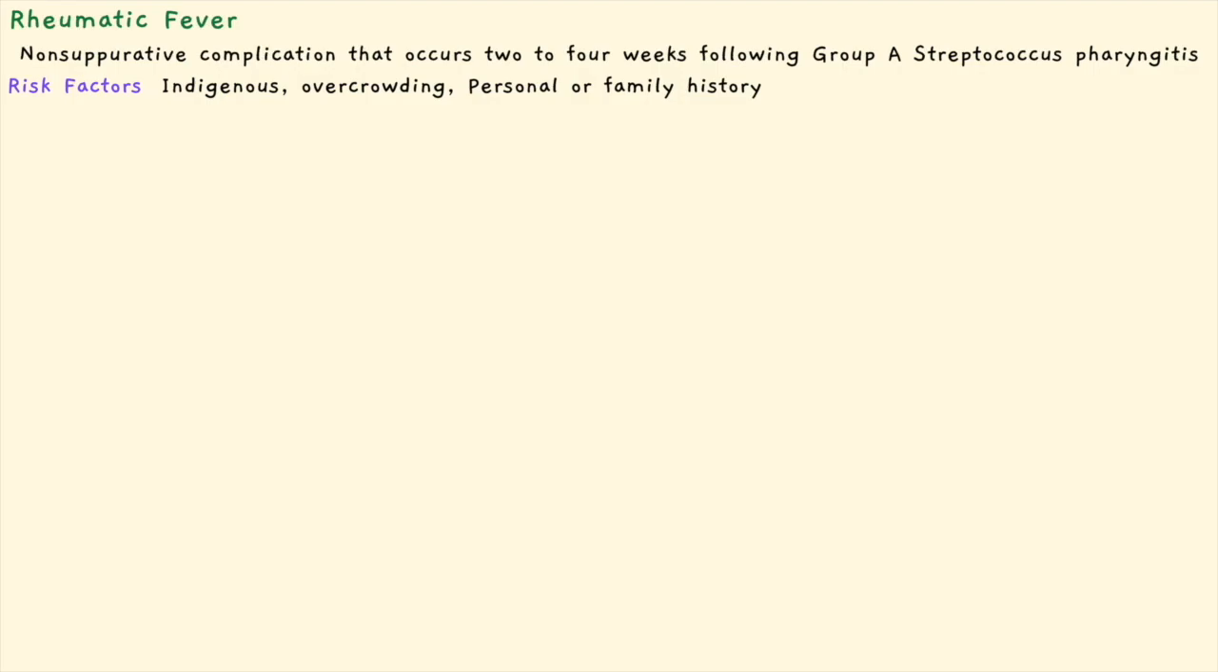Instead, the pathophysiology is a cross antibody reaction. So the antibodies initially made to fight against the group A strep infection then react against normal tissue, causing symptoms that we will discuss. Risk factors include being indigenous, overcrowding, which is a good risk factor for any infectious disease, as it can be difficult to control infections if everyone's close together and not isolating, as well as a personal or family history.